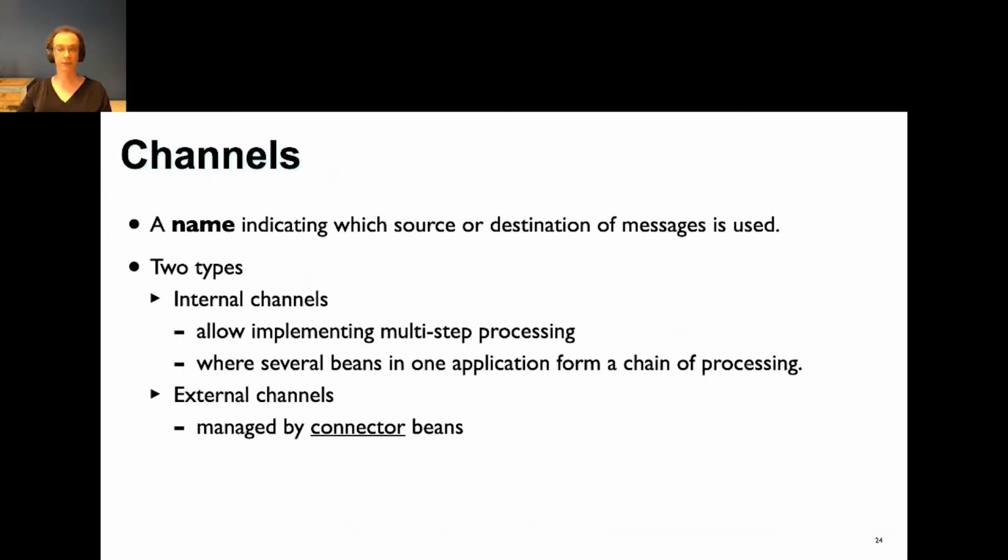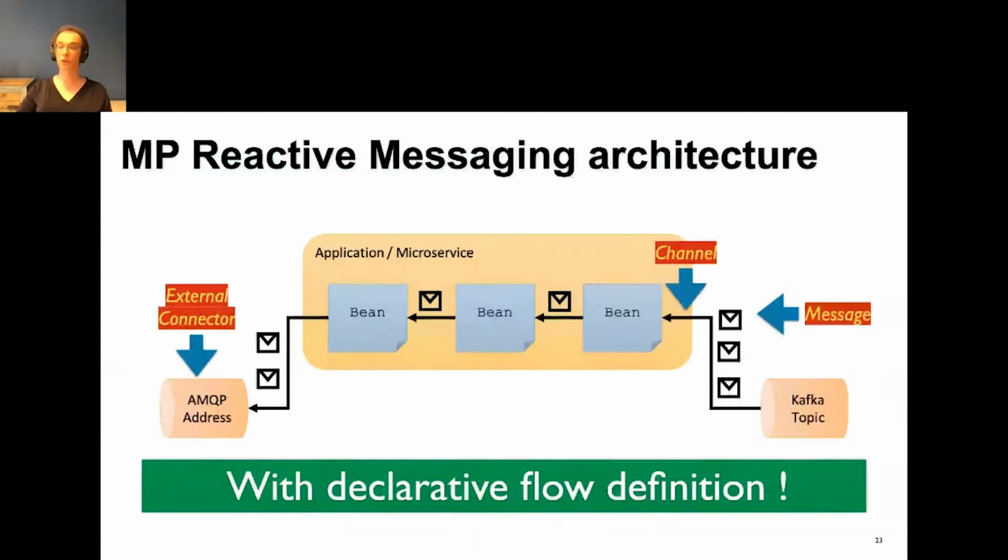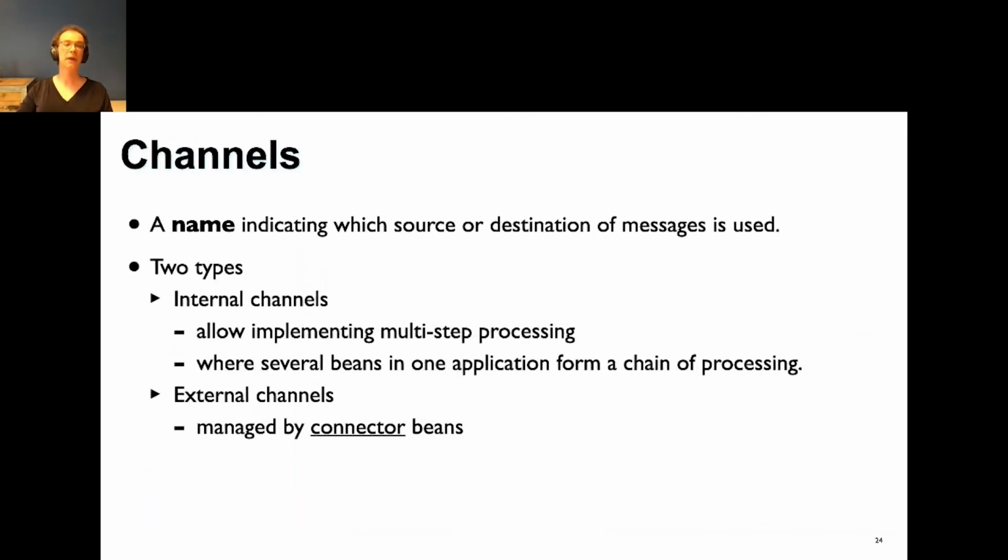And there are two types of channels. We have internal channels, and this gives us a way to implement multi-step processing, one bean and then another and then more. Basically, what you saw here is several beans. Here we had three beans that in one application form a chain of processing of the messages. And we have the external channels, which are managed by the connector beans.